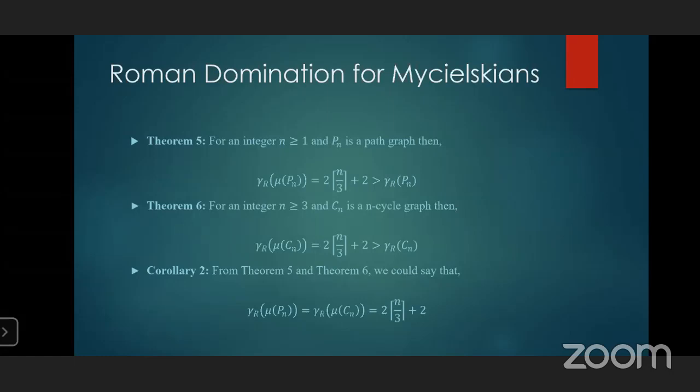In theorem 5, we are going to show you the Roman domination number for the Mycielskian of a path graph, and we compare it with its Roman domination number here. In theorem 6, we also showed the Roman domination number of the Mycielski-constructed cycle graph, and we compare it with the Roman domination number of the cycle graph also. As a corollary from theorem 5 and theorem 6, we could say that they are equal, and equal to this equation here.